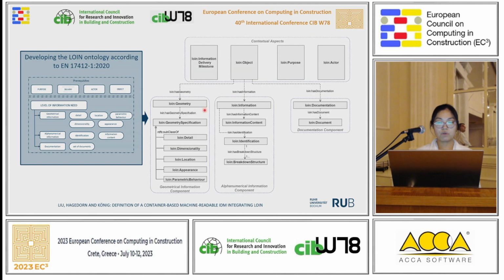For the geometrical information, there are 5 standardized specifications like detail, dimensionality, and location, and so on. These are defined as subclasses of the geometric specification. Compared with the geometric information, the standard provides a simple generic manner for defining the alphanumeric information. It contains identification for positioning one object in a breakdown structure, and also the information content for the required properties.